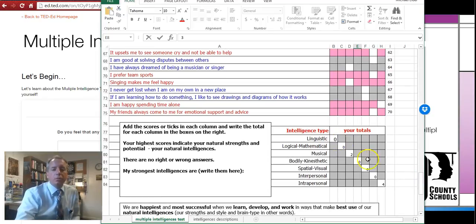You'll see that this will tally up for you, and it should give you an idea of where your strongest intelligence type is. Where is your lowest, right? Again, there's no right or wrong. In the same way that when we looked at those radar diagrams a few minutes ago, there's no great benefit to being an extrovert versus an introvert. There are times that each is a great strength. There's no great advantage to being spatial visual versus linguistic.